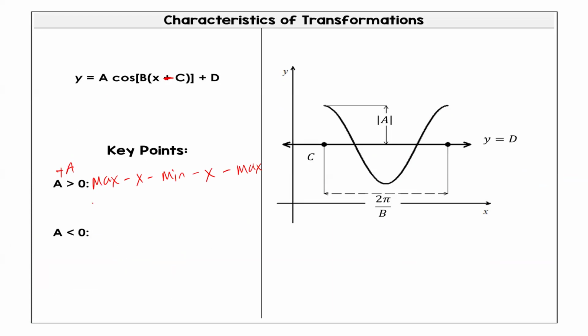Okay? So when A is less than 0, meaning that A is negative, what happens this time? We're going to be a min, then an x, then a max, and then a min.